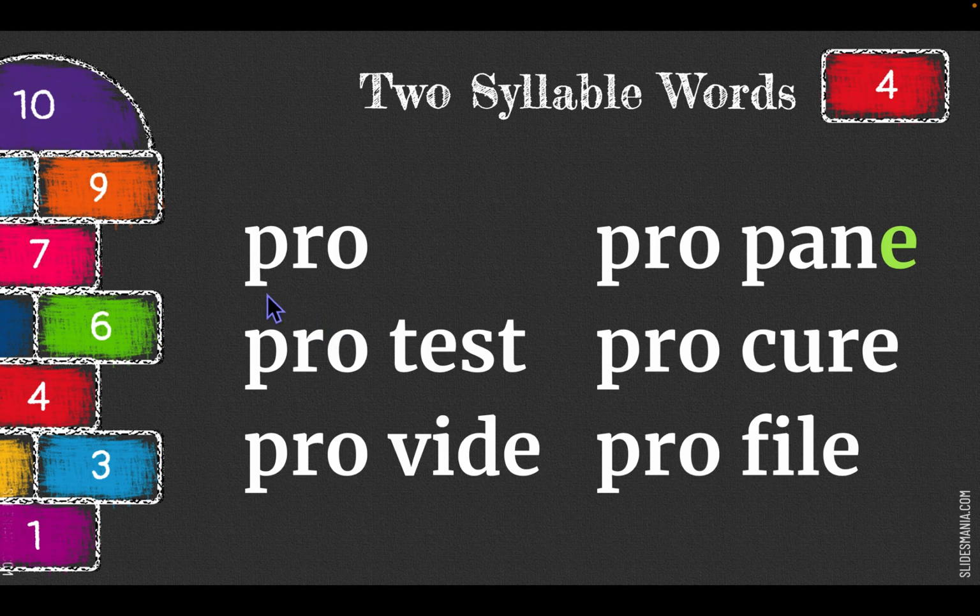Here are some more words with pro. Protest. Protest. Here's a silent E, so the I will say I. Provide. Here's another silent E, so the A will have the long A sound. Propane. Procure. Because the silent E makes the U have the long U sound. And here's a silent E, so this I will have the long I sound. Profile.